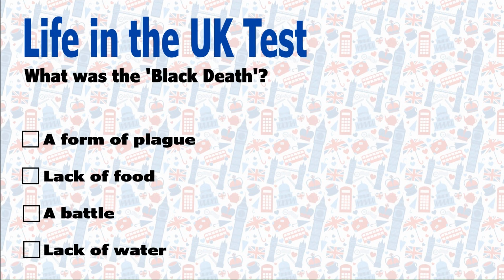What was the Black Death? A form of plague. Lack of food. A battle. Lack of water. In 1348, a disease, probably a form of plague, came to Britain. This was known as the Black Death. 1/3 of the population of England died, and a similar proportion in Scotland and Wales.